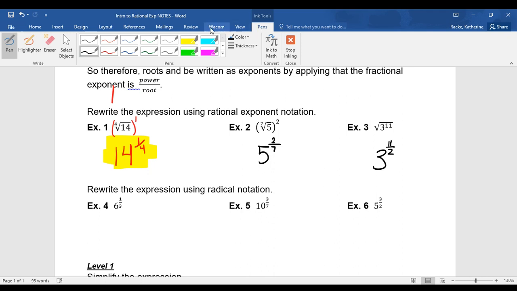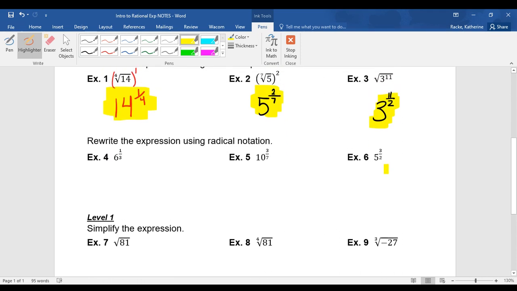Now we are going to rewrite the expression using radical notation. If I have example 4, 6 to the 1/3 power, it would be 1 on the outside. Technically you don't even have to write the 1 because it is 1. And then my root goes on the inside of the radical. So it would be the cube root of 6, and that is all you have to do.